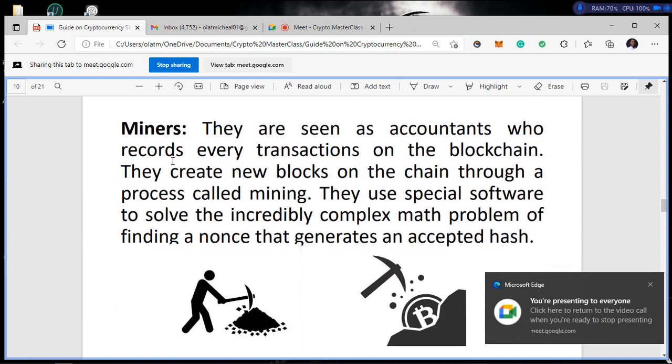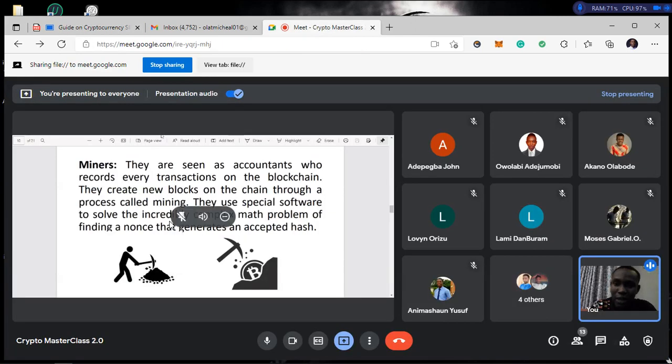And finally, we have miners. Miners are seen as accountants who record every transaction on the blockchain. When you have record taking, you need someone in charge of the records. That's why at the bank we always have cashiers, right? Because when you pay in money, they need someone to verify that information. So take miners to be cashiers in the bank. They are the ones who help record transactions and ensure that these transactions are legitimate.